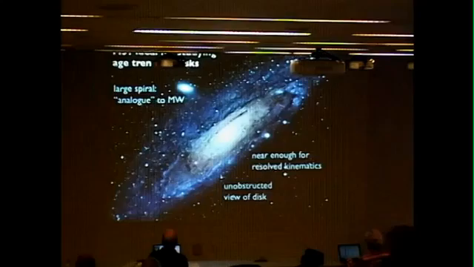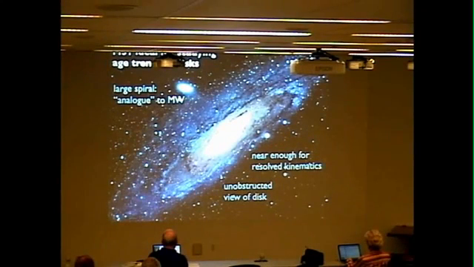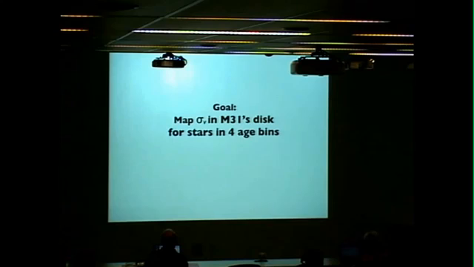So fortunately, there is a Goldilocks galaxy. It is M31. Andromeda is ideal for studying age trends in large disks like this. It's a large spiral. It's an analog to the Milky Way. It's nearby enough that we can get velocities of individual stars. And it is oriented such that we have an unobstructed view of an entire side of the disk. So I'm going to tell you about mapping the velocity dispersion in M31's disk separately for stars in 4 different age bins.